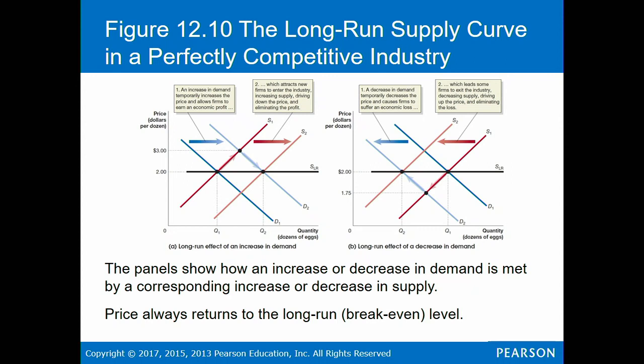So in the long run, in a perfectly competitive market, if there is economic profit, that's going to be competed away by new firms entering. If there's an economic loss, that's going to dissipate as firms begin exiting the market and producing something else.